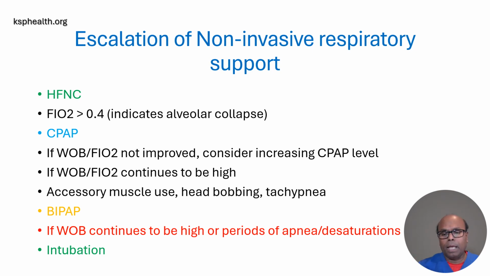If the work of breathing and the FiO2 continue to be high, and oftentimes these patients have accessory muscle use, head bobbing, and tachypnea, then you need to move on to BiPAP. If work of breathing continues to be high on BiPAP, or if the patient has periods of apnea and desaturation, then ultimately you have to intubate the patient.